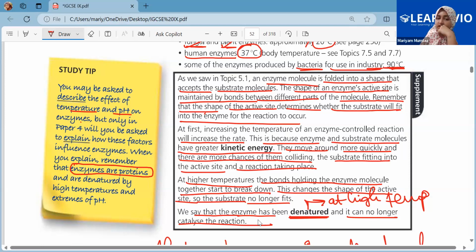Since enzymes are proteinaceous in nature, they get denatured by high temperature and at high pH. Proteins get denatured at high temperature, so since enzyme is protein only, it also gets denatured. Denatured means that its structure gets destroyed. If its structure gets destroyed, then the active site shape also changes, and if the shape of the active site changes, then no substrate can come and fit into it, so no rate of reaction will take place. Clear? Okay.